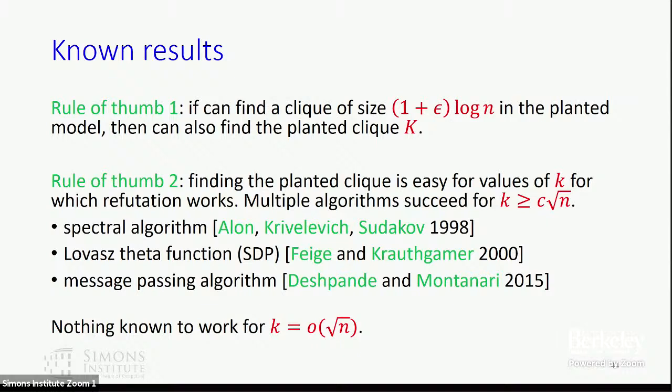So there are many algorithms. We showed that refutation works when the size of the clique is a constant times square root n. And there are many algorithms that would find the planted clique if this is its size. There are spectral algorithms, which we also saw for refutation. One is based on the Lovász theta function. There are other algorithms like message passing algorithms that also can find the planted clique. When the size of the planted clique is little o of square root n, we don't know of any polynomial time algorithm.